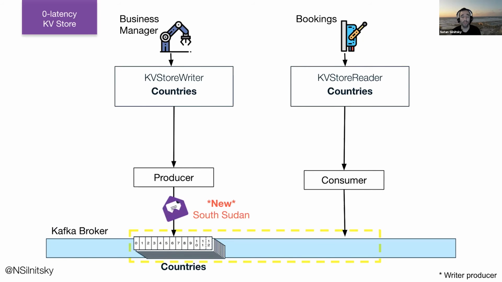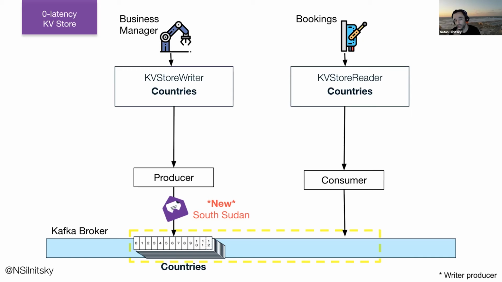And other than readers, we also have abstracted key value store writers. So the business manager can update anytime there is a new country where Wix operates in, it can update this key value store. What happens behind the scenes is basically, it's just a Kafka producer. So we have a new country like South Sudan. So we just produce this key value to the country's compacted topic.